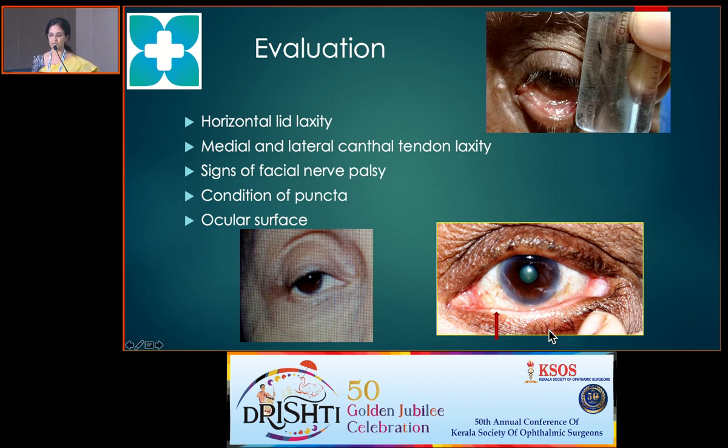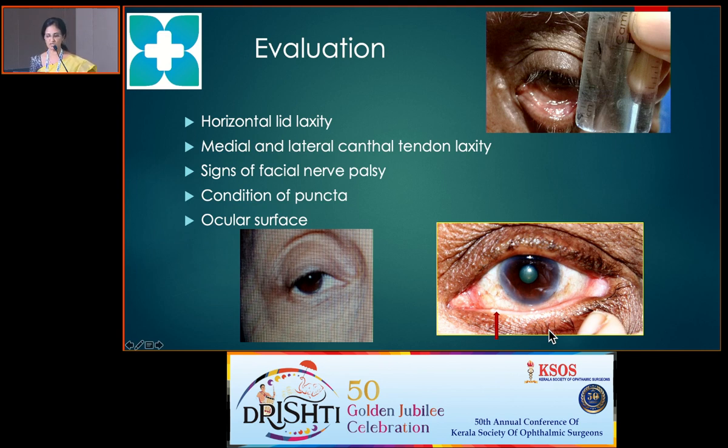So evaluation, horizontal laxity. To measure horizontal laxity, you just have to pull the lid away from the globe, and if the displacement is more than 2 millimeter, that means there is horizontal laxity. For medial canthal tendon laxity, pull the lid laterally and note the displacement of the punctum. Up to 2 millimeter is normal. If it is more than 2 millimeter, it is mild, and moderate if it is up to the limbus, and if it is severe, it will reach up to the pupil.